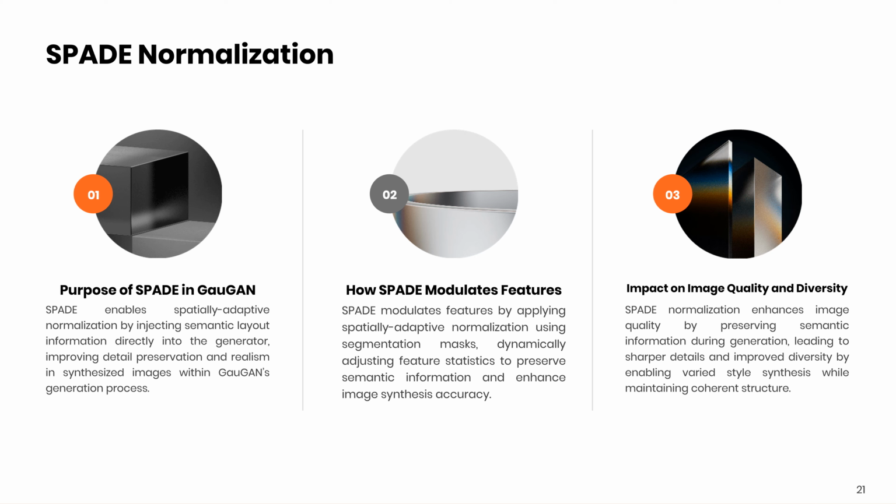In practice, the segmentation mask is fed through a small network that produces spatially varying gamma and beta, which rescale and shift the feature maps. This preserves where things belong, sky, water, mountains, while still allowing the network to determine texture, lighting, and shading. The result is a faithful, controllable synthesis that respects layout constraints even as style and appearance vary.